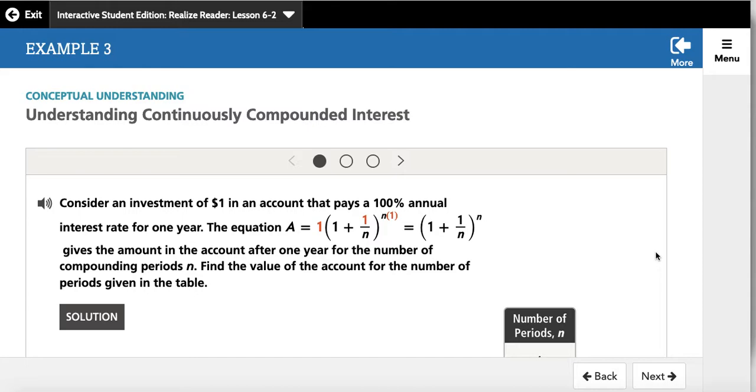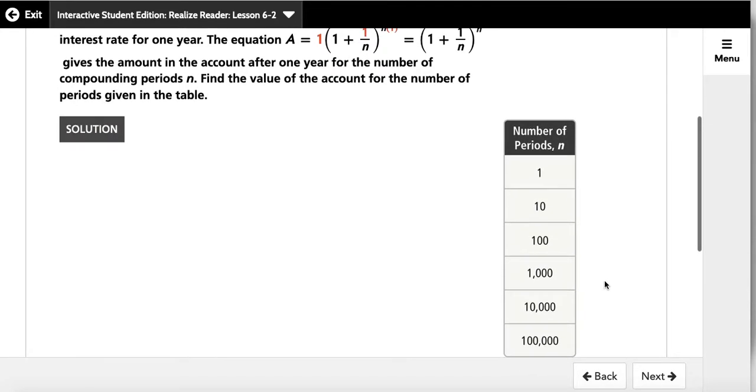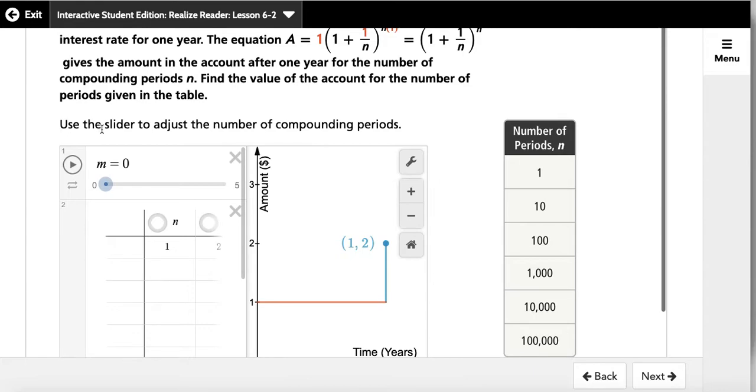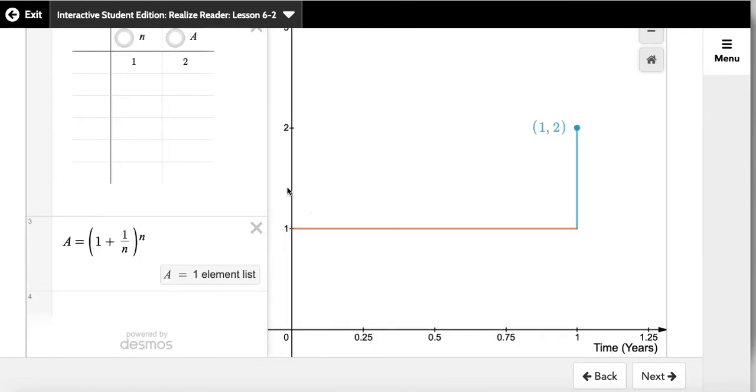They want us to find the value in the account for the number of periods given. So if we compound it just once over the year, how much money would we have? If we compounded it 10 times? 100 times over the year? All the way up to, what if we compounded it 100,000 times over the course of the year? And we talked about this a little bit previously, so you may already have an idea of how that will all work.